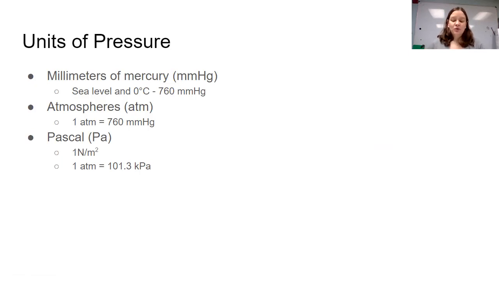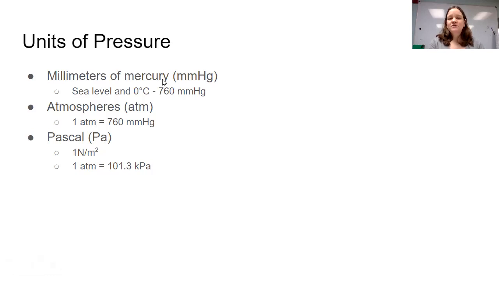And then we have one more thing to do today, talking about what happens if you have a mixture of gases. All right, so the 3 main units of pressure: millimeters of mercury, which is what we've been discussing, atmospheres, and pascals.